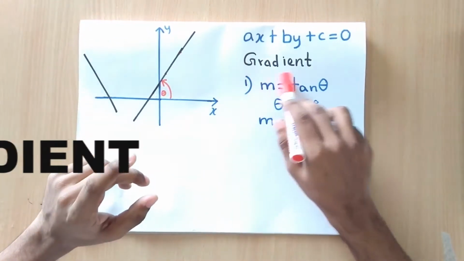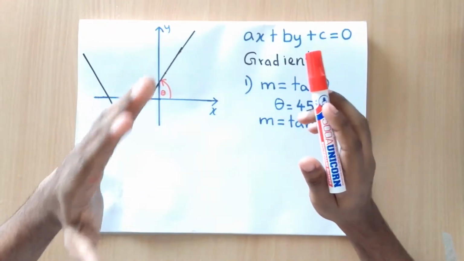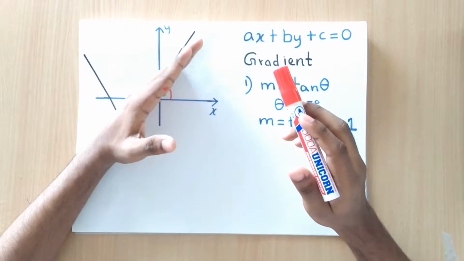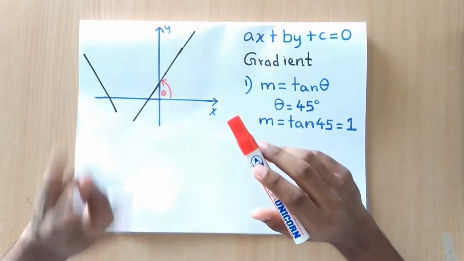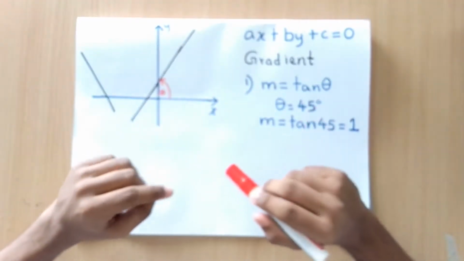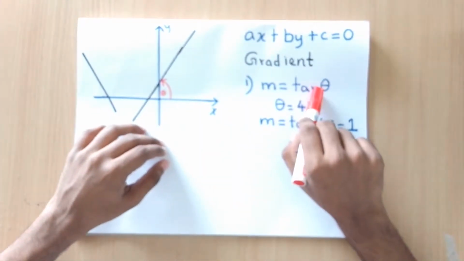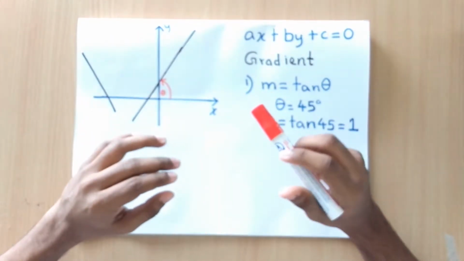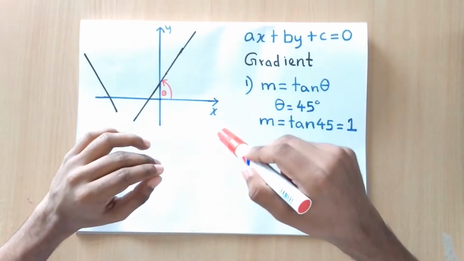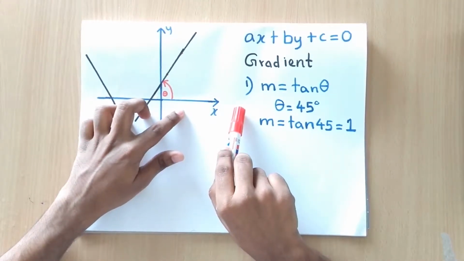First, the gradient of a straight line. The gradient is a measurement of the slope of the line. There are three ways to measure the gradient of a straight line. The first method is by the formula m = tan θ. Theta is the angle measured anticlockwise from the positive direction of the x-axis.